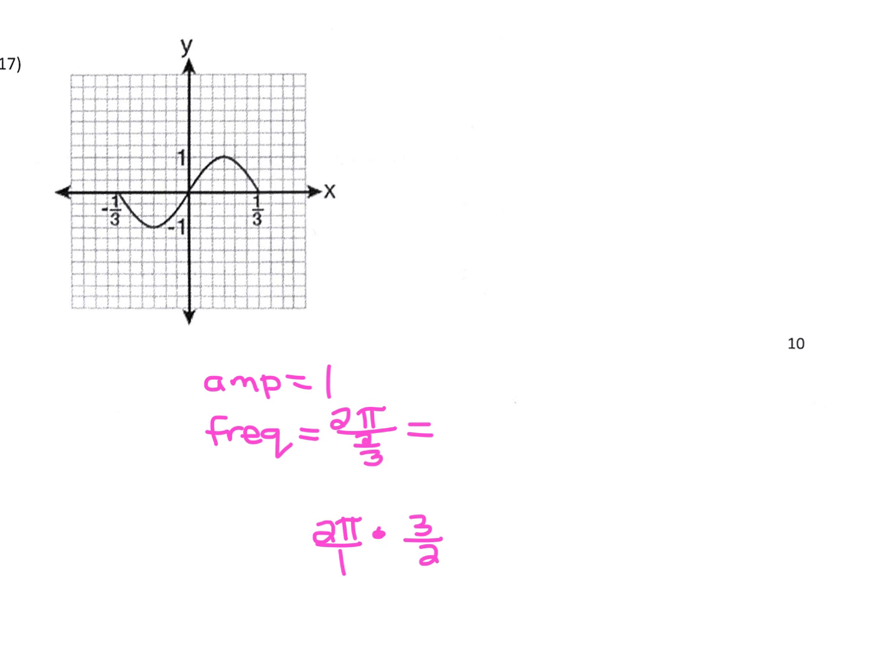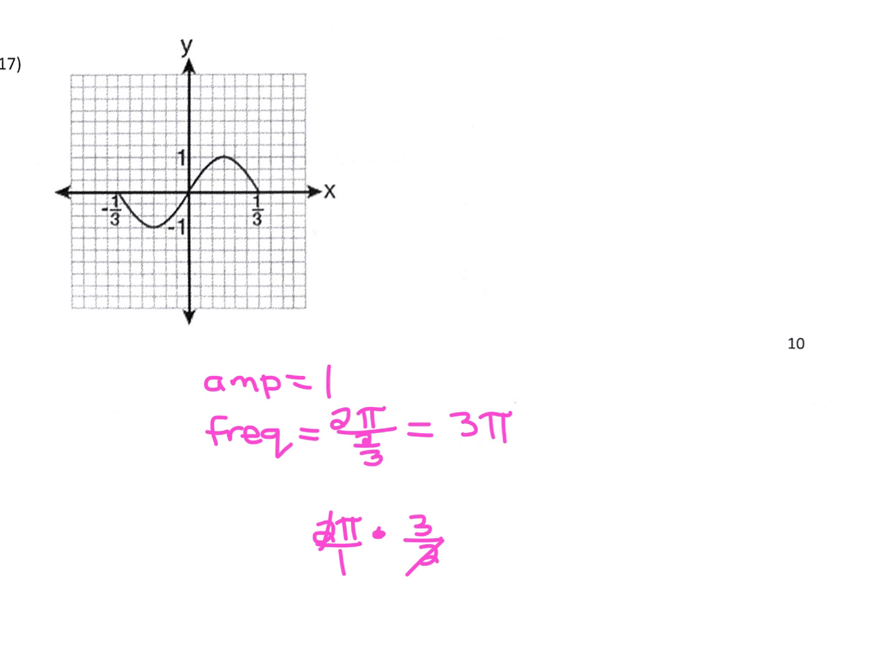Now, you could do one of two things. You could cross off this 2 on the top with the 2 on bottom, leaving you with just 3 pi over 1, which is 3 pi. Or if you want to multiply across, 2 pi times 3 would be 6 pi. And isn't 6 pi divided by 2? 6 pi divided by 2 would be 3 pi. I think it's easier just to cancel off the 2 on top with the 2 on bottom and leaving you with 3 pi. So our frequency is 3 pi.